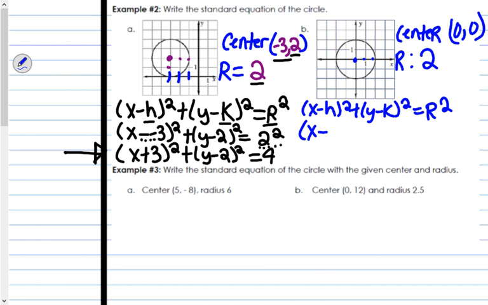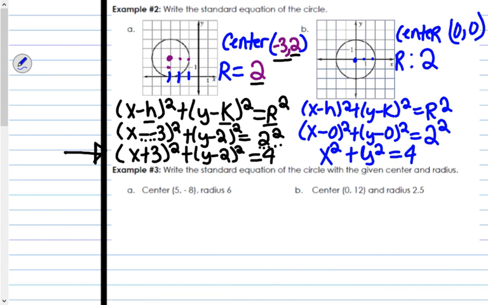x minus 0 is h, plus y minus 0 for k, equals 2 squared. Well, x minus 0 is just x, so this becomes x squared, plus y minus 0 is just y, so that becomes y squared, equals 4 because 2 squared is 4. This is the equation of that circle. Okay? That's it. I know it has x and y's, and that's totally allowable. Let's do example number 3.